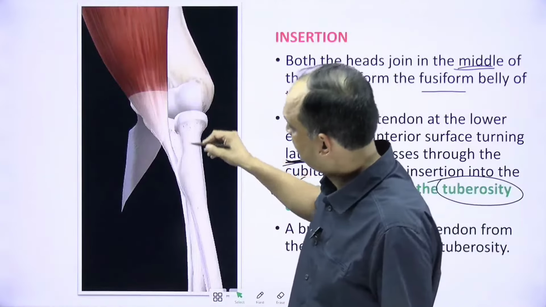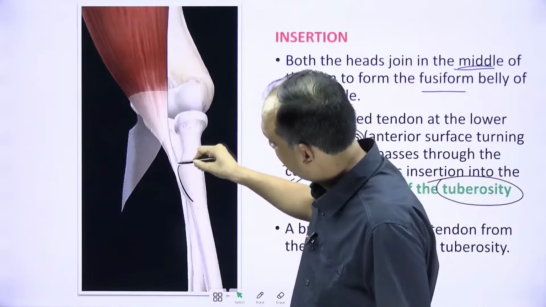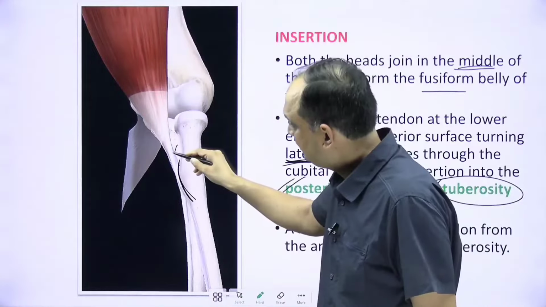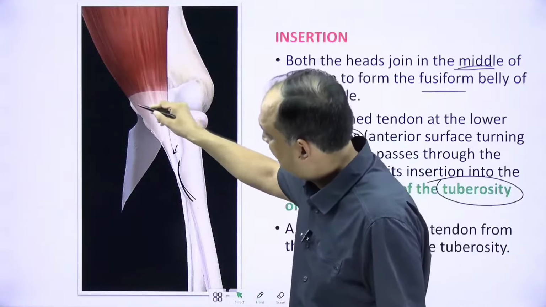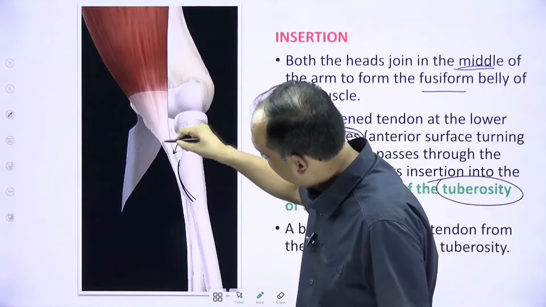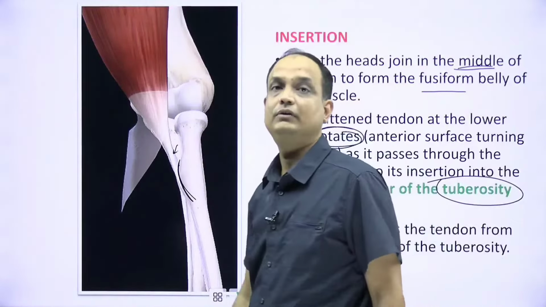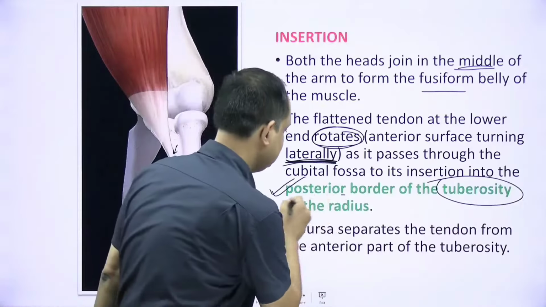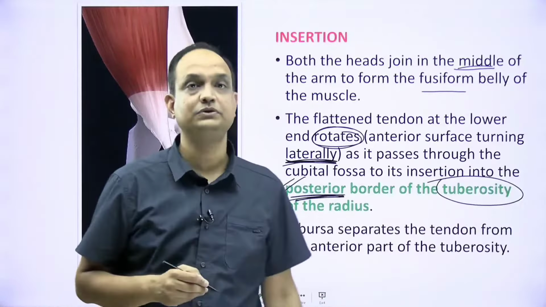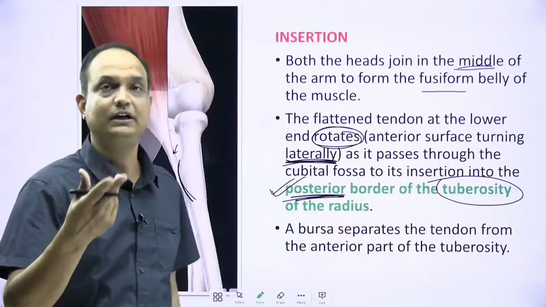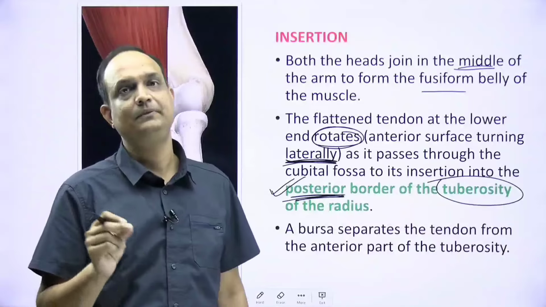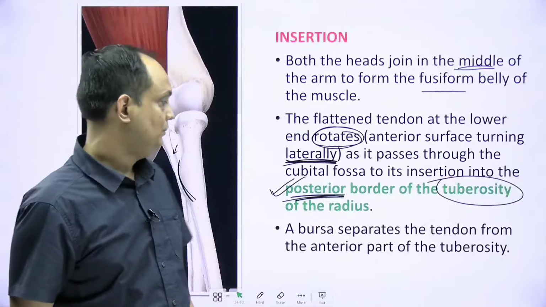Now, here you can see that this is the radial tuberosity. Clear? And this is your inner surface, and you can see that this tendon is going on the posterior part of your radial tuberosity. So, this is again the question, does insertion take place at the anterior part or the posterior part? Answer is posterior part. Then what is the structure that lies on the anterior part? Answer is bursa, and that bursa prevents friction between the tendon and bone.